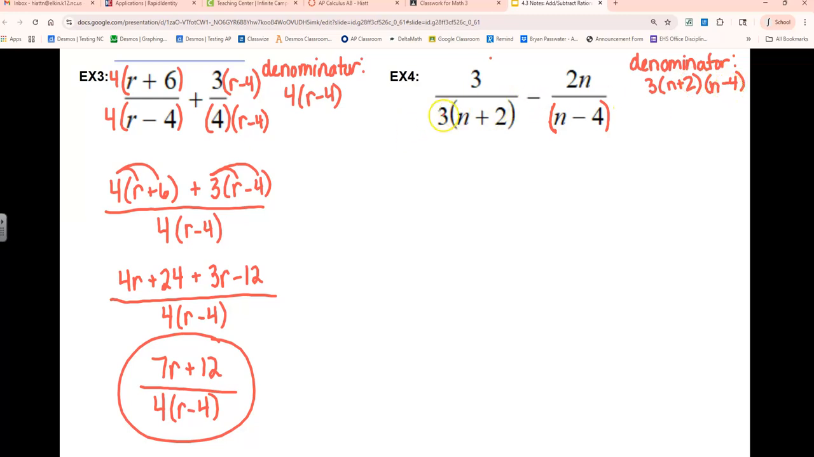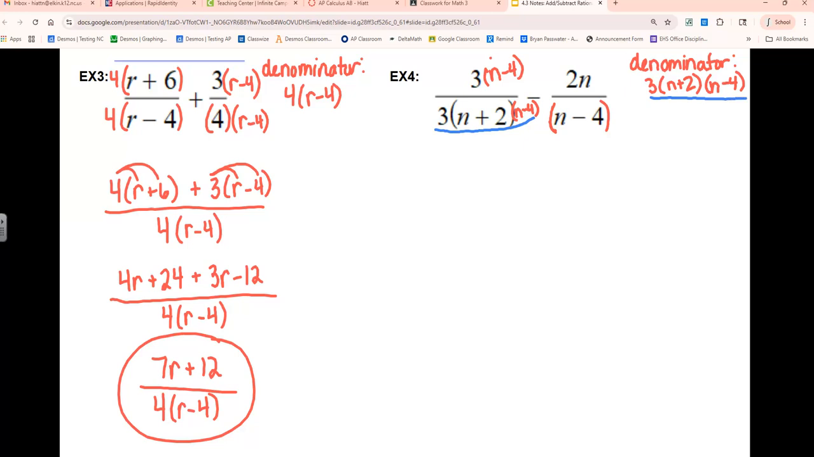For this first fraction, I've got a 3, I've got an n plus 2. What do I need? Okay, that n minus 4. See, we already have the 3 and the n plus 2. We need the n minus 4. So we're going to multiply this fraction by n minus 4 on the top and on the bottom. Okay, so you can see now that my denominator right here, 3 times n plus 2 times n minus 4, is what I want it to be, 3 times n plus 2 times n minus 4.